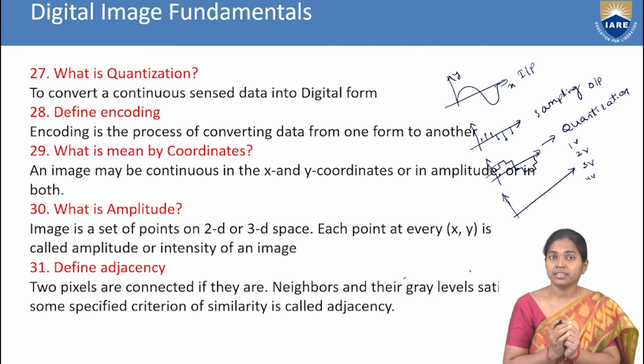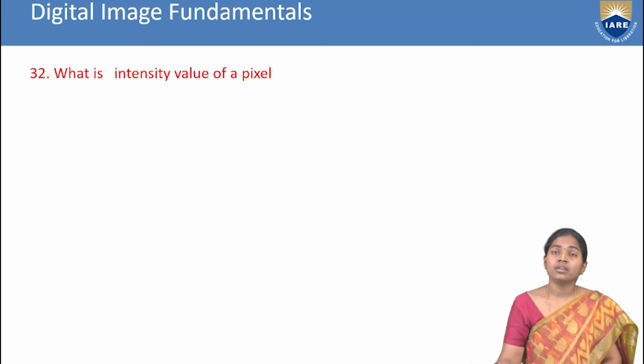With the use of adjacency we can find the boundary, path, connectivity, distance, region splitting and region merging. If adjacent pixels are connected together, those two pixels may have the same gray level. Two pixels are connected if they are neighbors and their gray levels satisfy the specific criteria of similarity; that is called adjacency.